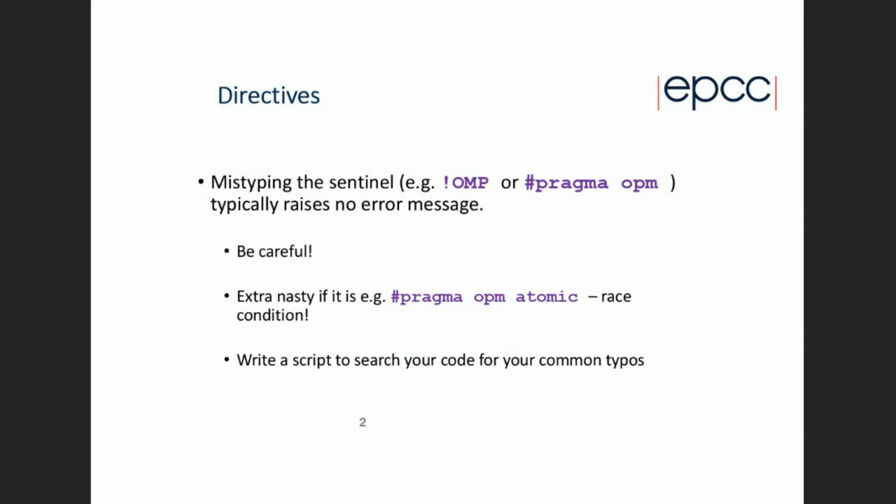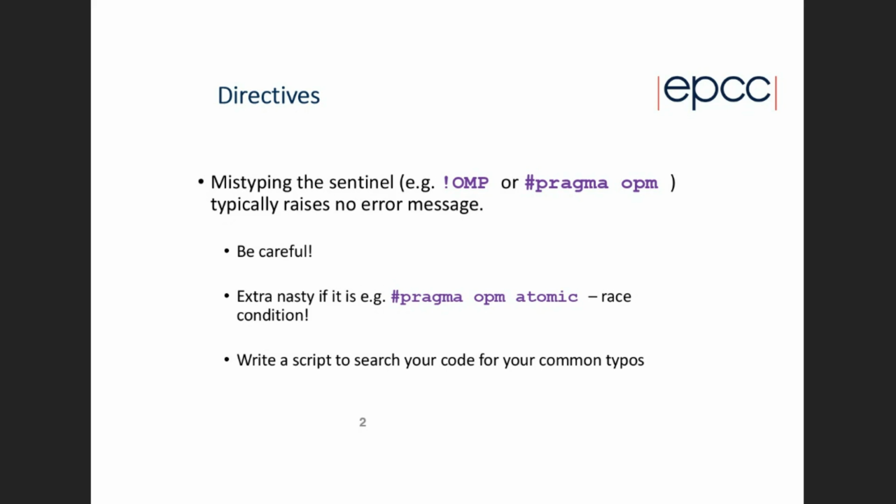Something to watch out for with your directive is that, depending on the compiler, mistyping the sentinel, so if I leave out the $ in Fortran, or I mistype OMP in C++, will often raise no error message. The compiler will happily ignore anything like that. So be careful. A lot of the time, if it's parallel loops or parallel regions, what you'll find is that you just don't get any. You just end up with sequential code, which is annoying but harmless.